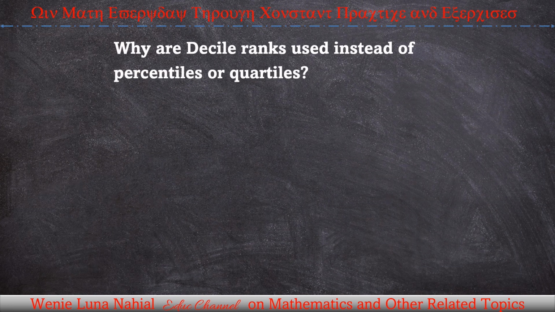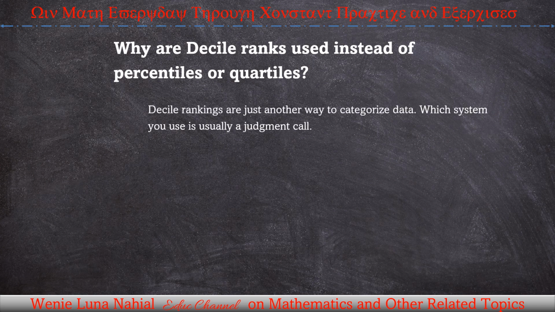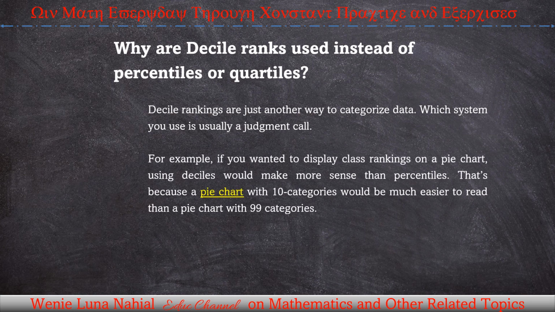Why are decile ranks used instead of percentiles or quartiles? Decile rankings are just another way to categorize data. Which system you use is usually a judgment call. For example, if you wanted to display class rankings on a pie chart, using deciles would make more sense than percentiles. That's because a pie chart with 10 categories would be much easier to read than a pie chart with 99 categories.